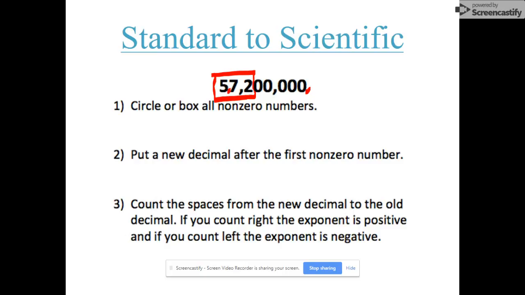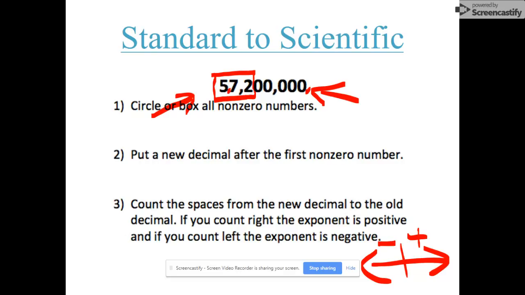Now we're going to count the spaces from the new decimal to the old decimal. If you count to the right, the exponent is positive, and if you count to the left, the exponent is negative. Think of it just like a number line. The right side of a number line is positive, and the left side of a number line is negative. So let's go ahead and count those numbers.